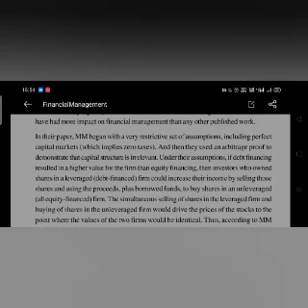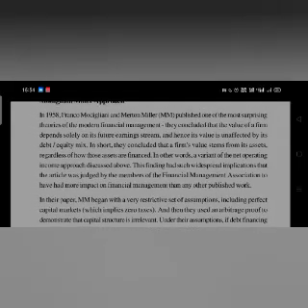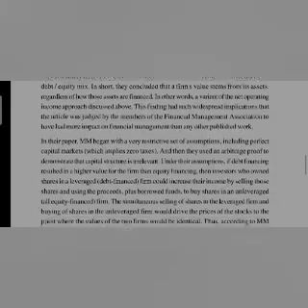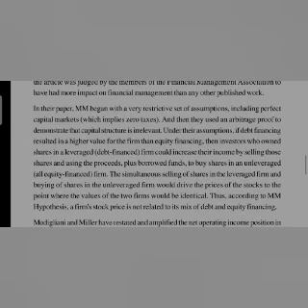In their paper, MM began with a very restrictive set of assumptions, including a perfect capital market, which implies zero taxes. And then they used an arbitrage proof to demonstrate that capital structure is irrelevant.